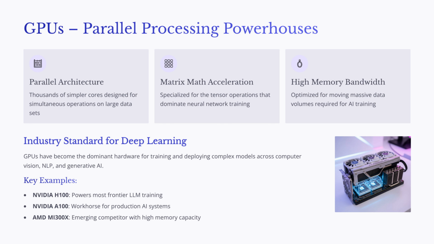Flagship examples include NVIDIA's H100, powering frontier large language model training, the A100, still the workhorse for production systems, and AMD's MI300X, an emerging competitor with high memory capacity. GPUs dominate because they are versatile, broadly supported, and battle tested, yet they remain expensive, power hungry, and in high demand. A reminder that power always comes with cost.